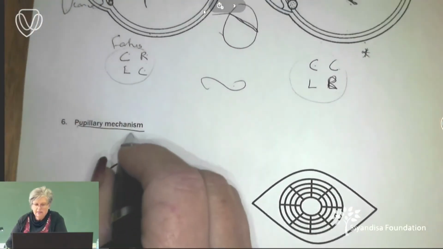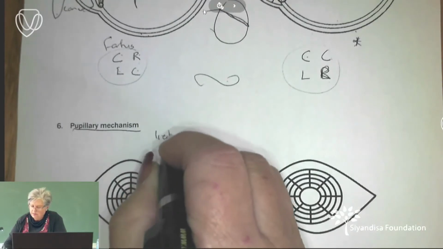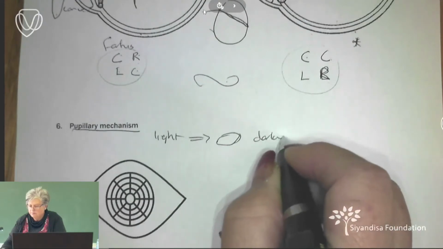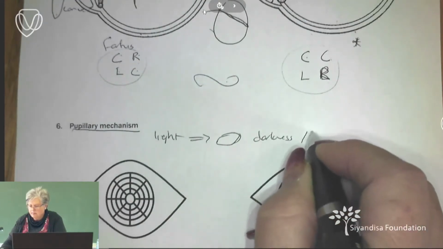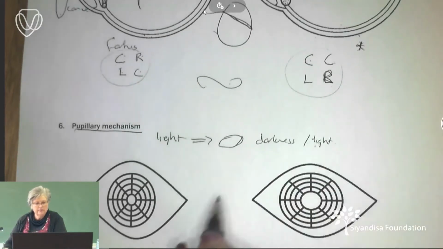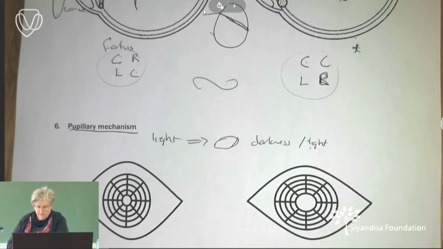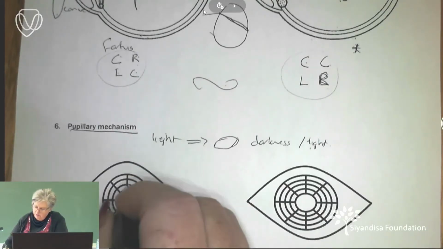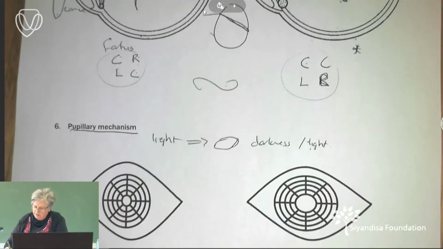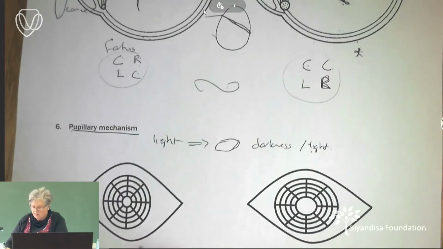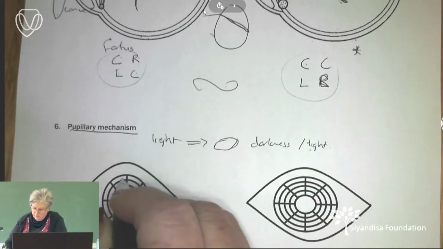The pupillary mechanism, remember, has to do with the amount of light that enters the eye. So it has to do with darkness and light, whether it's light or dark. Now what happens here is there are again two types of muscles. The first type is the radial muscles. The radial muscles are the same as the radius. So what is the radius of an eye? The radius of an eye is from the middle there to there.